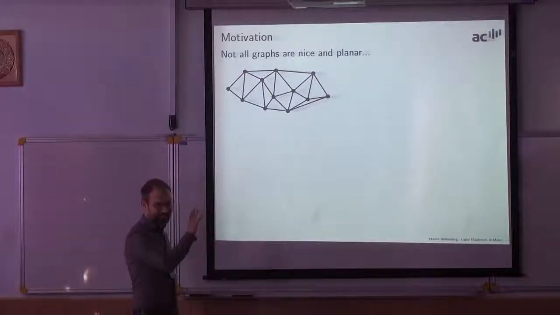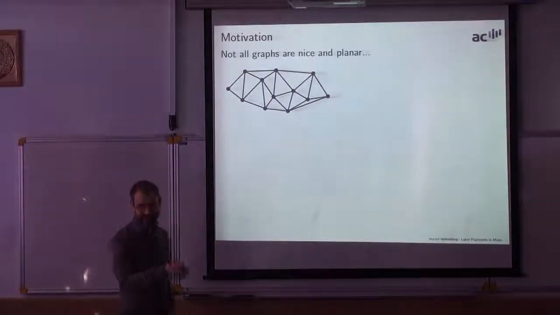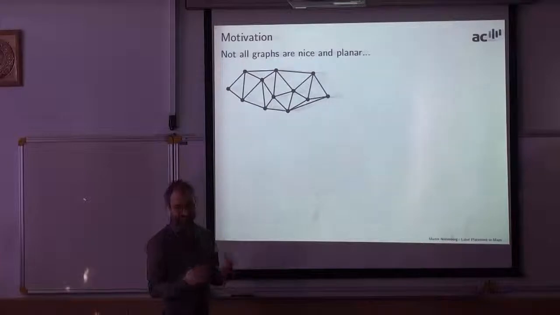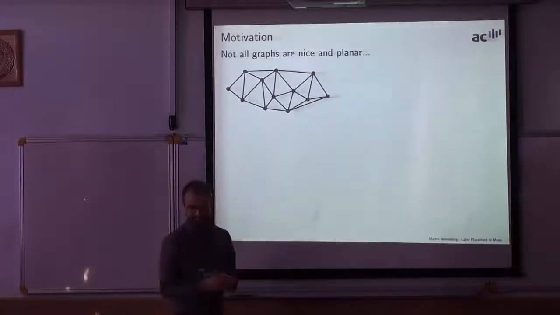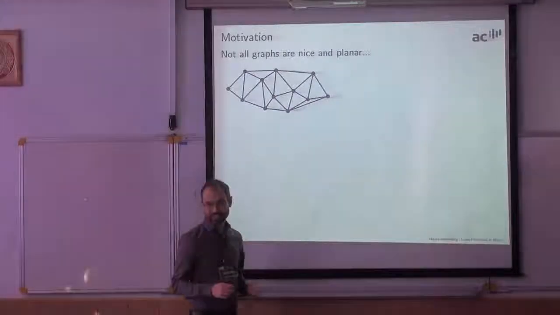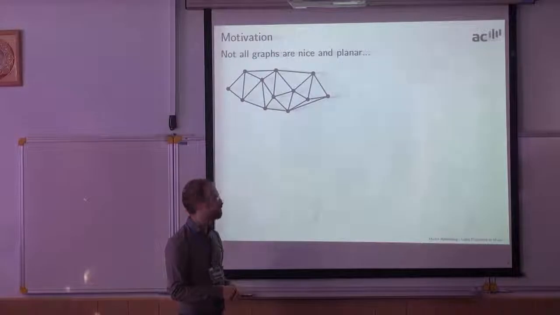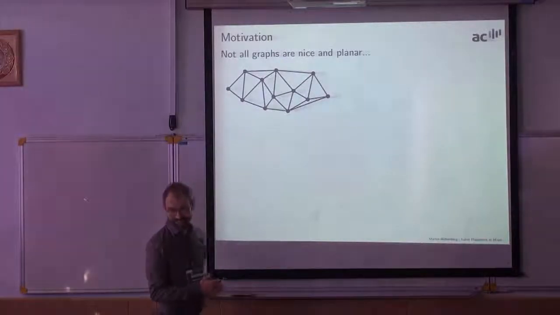Not all graphs are of this kind of nice type that you can draw them in the plane. You get faces, face structure, topology. You don't have any crossings, so you can do it nicely. We know that this only works for graphs that have at most 3n minus 6 edges, or they have no K5 or K3,3 as a minor.